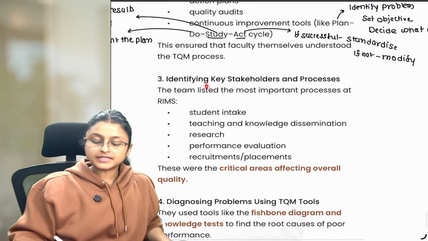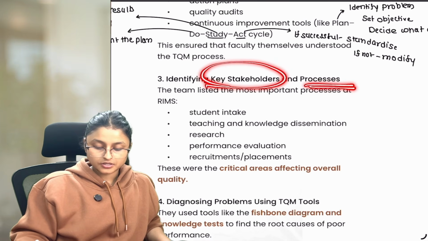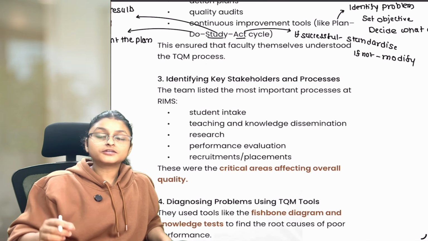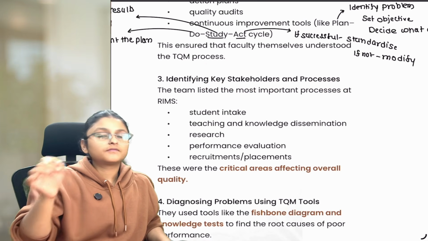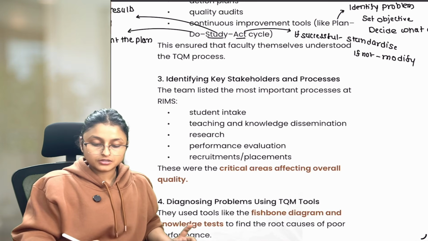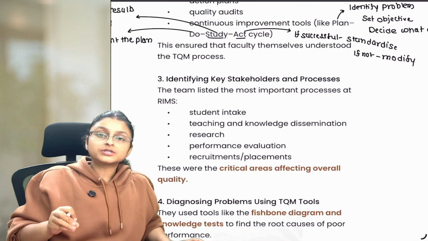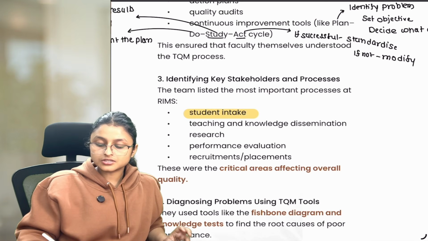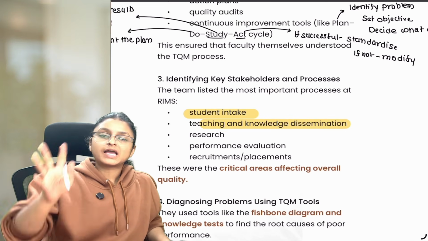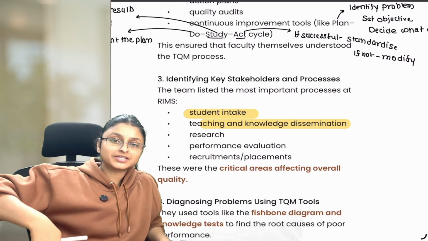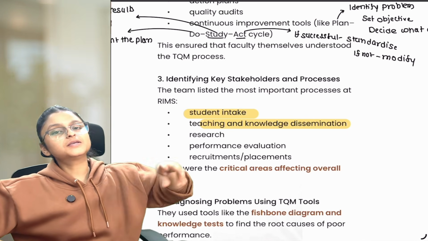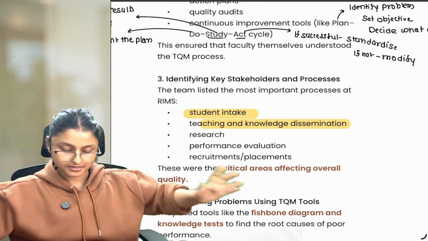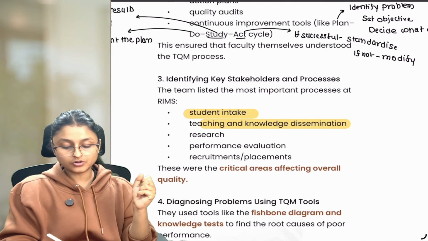Next, identify key stakeholders and processes. Here we mainly focus on identifying the most important processes involved in this institute. The first one is taking students into the institute, student intake. After getting all the students inside the institute, you need to provide them a good education, good knowledge, right? And that is the second process, teaching and knowledge dissemination.